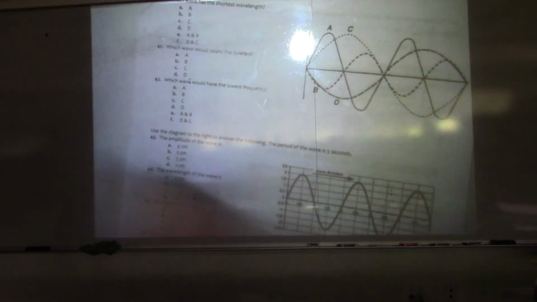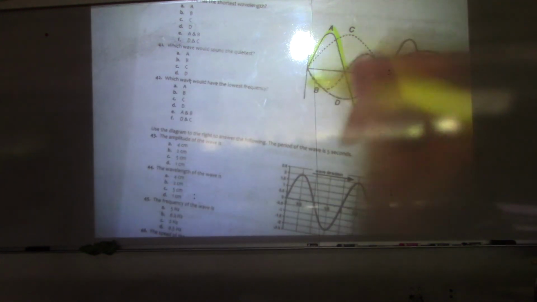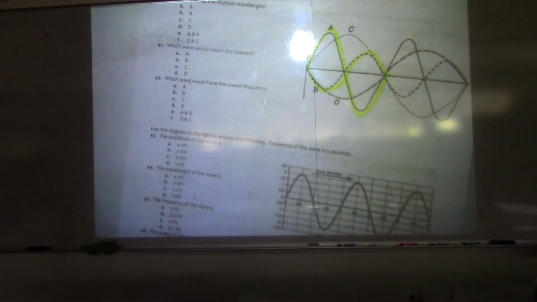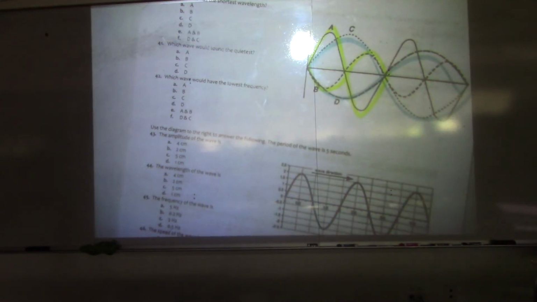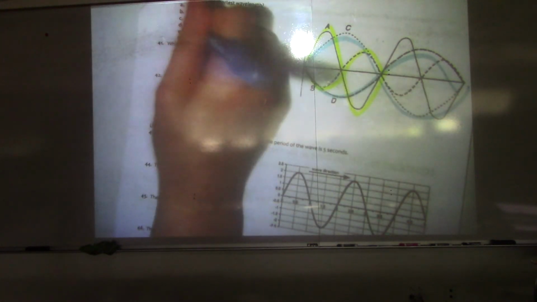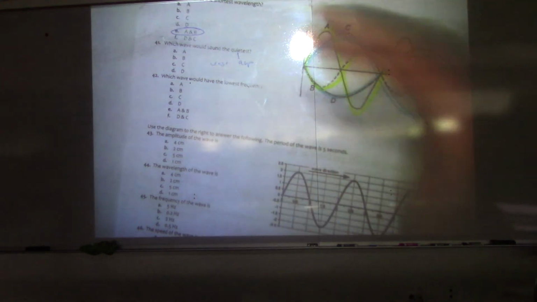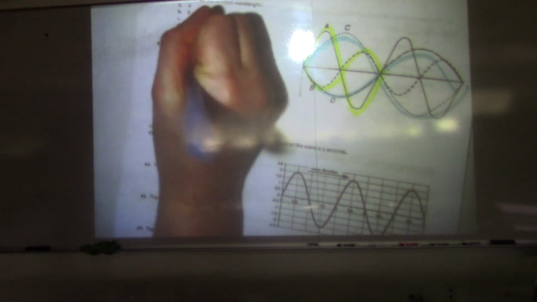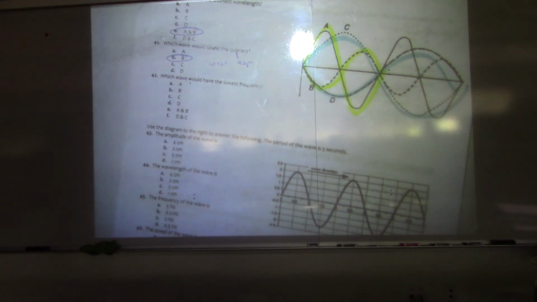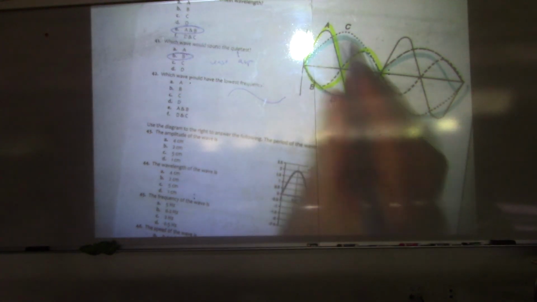Right, shortest wavelength, so A is this long, B is also that long, C takes the whole thing, and D also takes the whole thing. So the shortest wavelength is the one that does not take as much length. That is both A and B. Quietest has to do with amplitude, so the least amplitude, the least tall one is B. The lowest frequency, low frequency is really spread out, long wavelengths, so that would be C and D both.